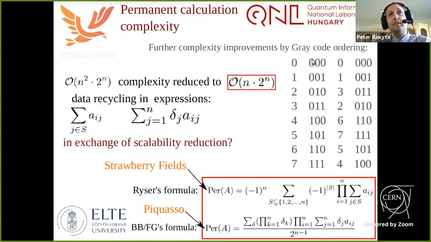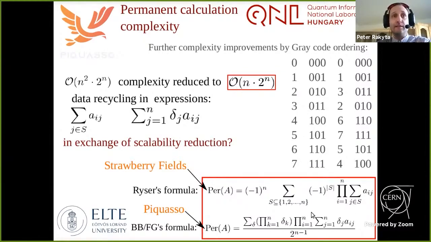This complexity, however, can be further reduced if we organize the sum in a proper way. Namely, for example, if we organize it in Gray code order, which is a sequence of numbers where only one bit is changed compared to the next number, this gives you the possibility to reduce the previous result. In this case, you don't need to calculate the whole sum in the expression. You just need to subtract or add a number to the previous sum, and that is the way you can reduce your complexity by a factor of n.